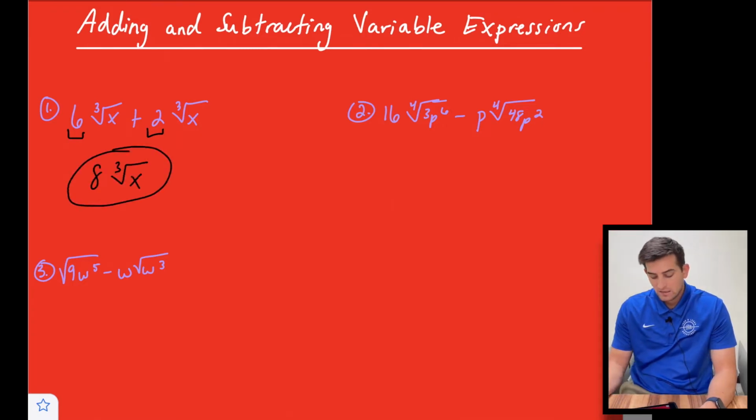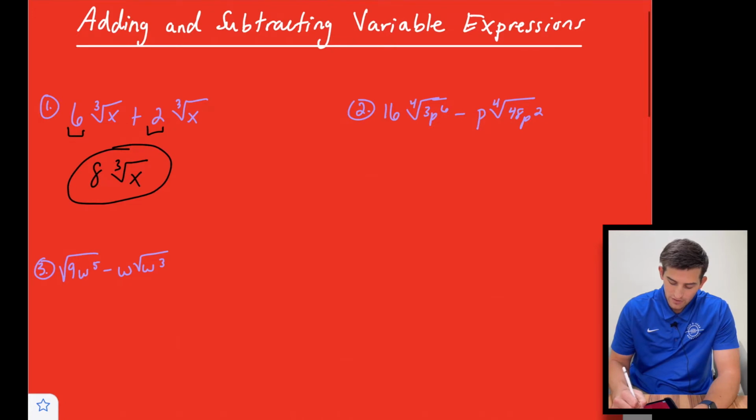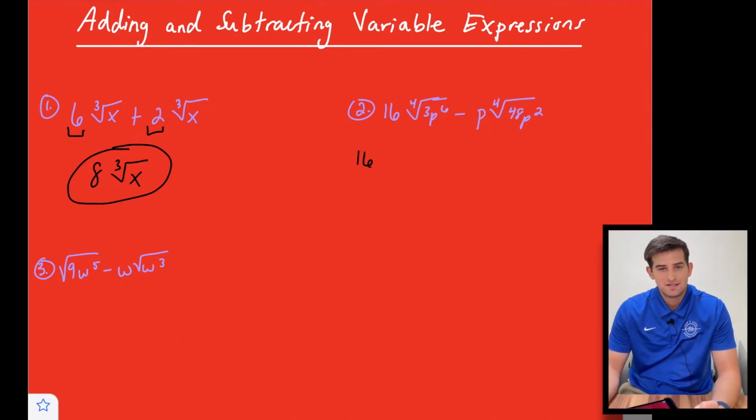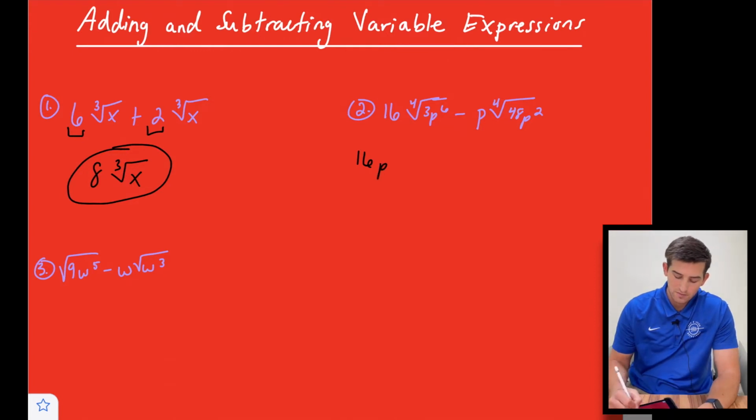Okay. Number two, we have 16 times the fourth root of 3p to the sixth minus p times the fourth root of 48p squared. So we have to do a little bit more to this one. Notice we do have the fourth root, so that's a good start, but our radicand is not the same. So what we can do for the first part, we have 16, and notice how we have p to the sixth inside, right? So that would be like p to the fourth times p squared, right? So for the fourth root of p to the fourth, we could pull out 1p.